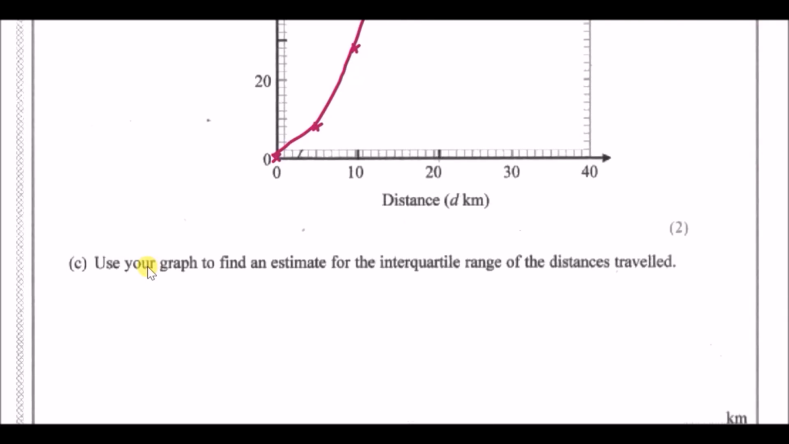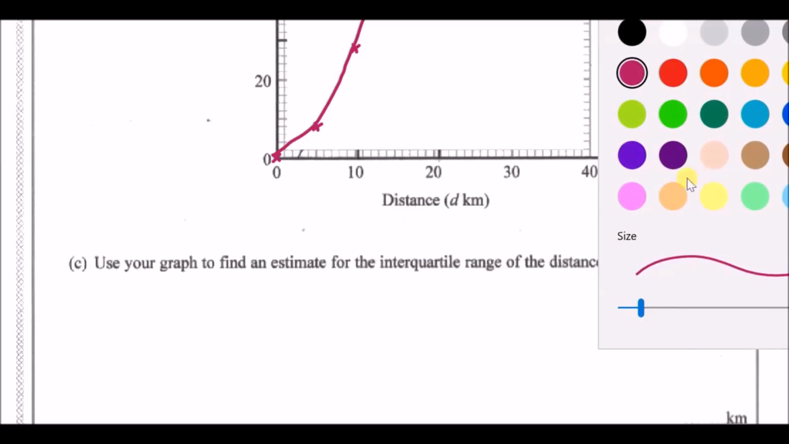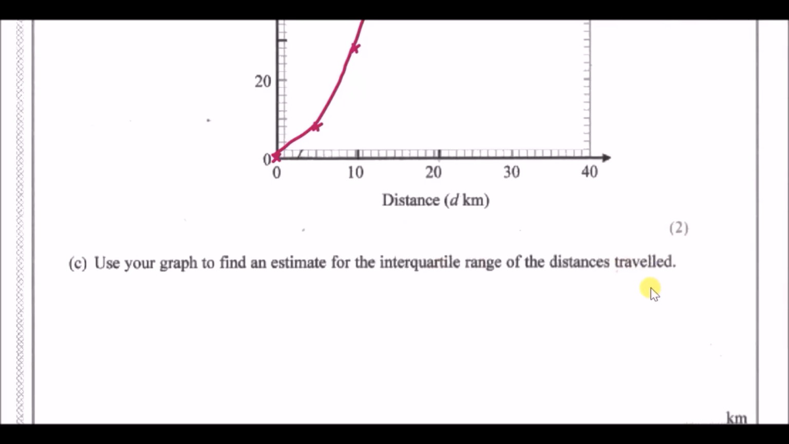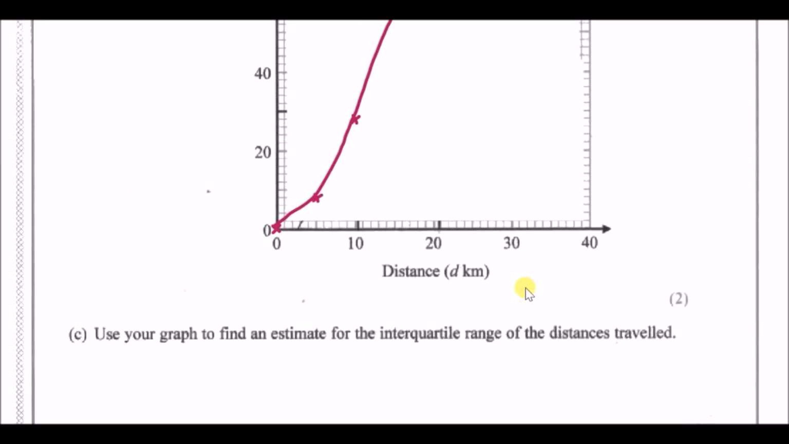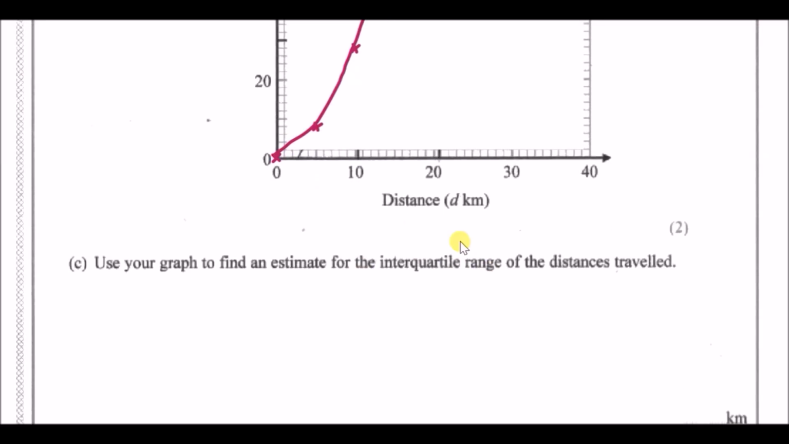Now finally part C. So use your graph to find an estimate for the interquartile range of the distance traveled. Okay guys, when you see the final answers, it's going to look slightly different. So I'm just going to show you the method and I'm just going to hope it's right because I don't have the mark scheme at the moment. So interquartile range. This literally means the difference between the upper quartile and the lower quartile. So that's what interquartile means, the difference between the quartiles.